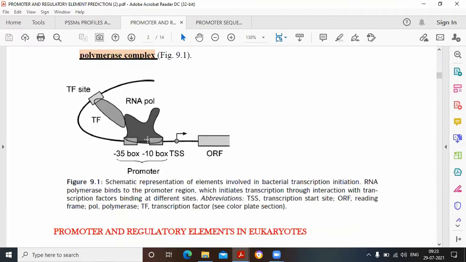So this is the -10 box, this is the -35 box. This is where the RNA polymerase is binding, and apart from that, the TF indicates the transcriptional factor, which is present towards another upstream region of this promoter also. Once these proteins are binding, the DNA is melting and folding, and because of that, these are making contact with the polymerase, and finally from the transcriptional starting site, the gene is going to transcribe. So this is the normal molecular biological aspect we can see, which continues in the prokaryotic system.